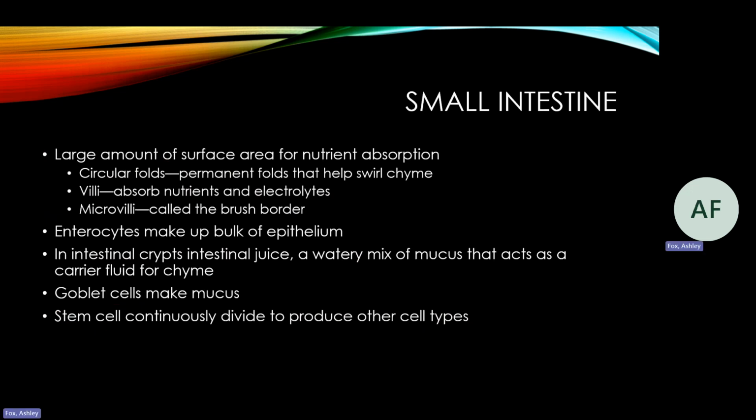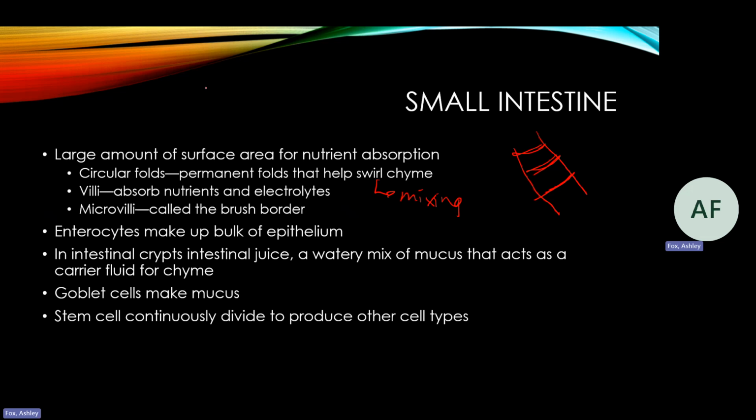Small intestine. Small intestine is all about surface area. So you're going to have different ways of getting surface area. You have what we call circular folds. These are things that you can see. You'll see in lab that there are these folds within the small intestine that are called circular because they go all the way around. They are permanent, they're always going to be there, and they help swirl. Why is that important? Mixing.